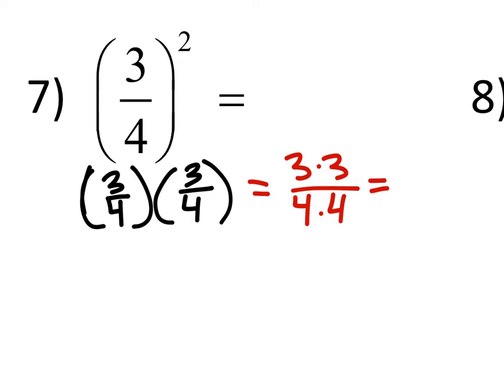So 3 times 3 is 9, and 4 times 4 is 16. 9 is divisible by 3, but 16 is not. So it's no. So, yeah, that's as far as we go on this one.